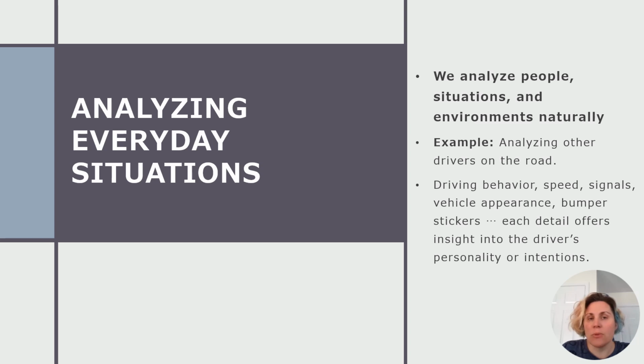Consider, for example, how you analyze other drivers on the road. Are they driving smoothly or erratically, fast or slow? Did they signal correctly? What is the make and model of their vehicle, and how clean or dirty is it? Are there bumper stickers? Each detail offers a glimpse into something deeper about what that driver might be, what their life is like, and perhaps even why they just cut you off.